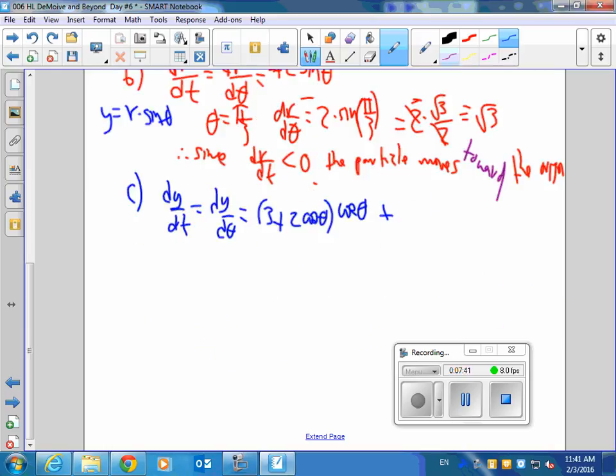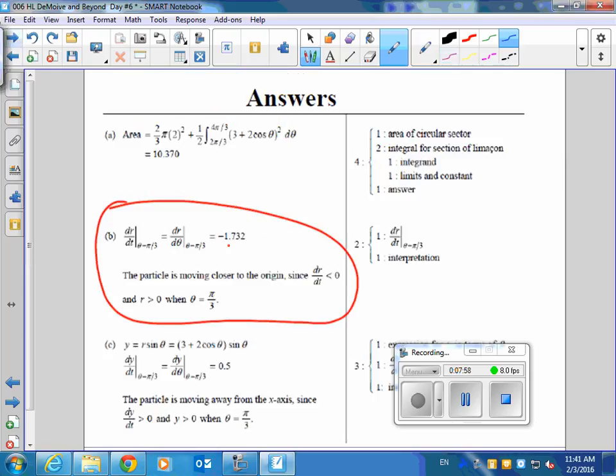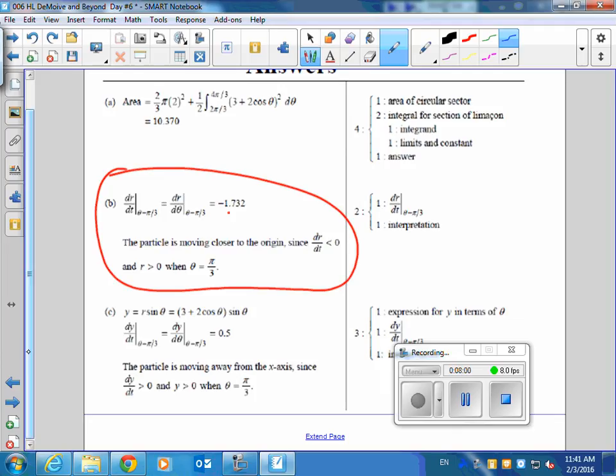Okay, plus sine theta, and dy/dθ is negative 2 sine theta. Then you put in theta equals pi over 3. Plug those in, you'll get an answer. Just to save time, the answer turns out to be positive 0.5, which means in the y direction, it's moving away from the x-axis.